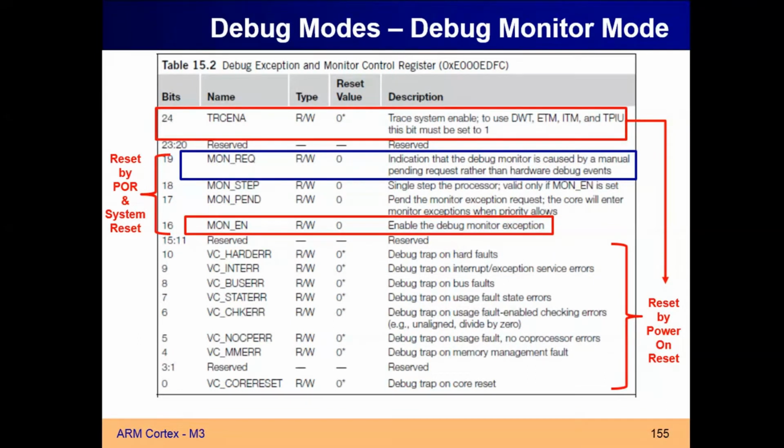If you are setting that bit, debug monitor exception will be executed based on the current priority of the exception. Which is that bit? Monitor underscore request. The monitor underscore request is used for manually taking the processor into debug monitor exception. So these are the two modes and these are the two registers controlling both the modes of operation, that is halt mode and debug monitor mode.